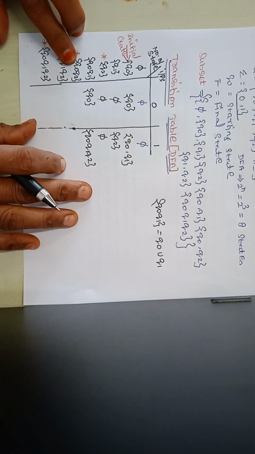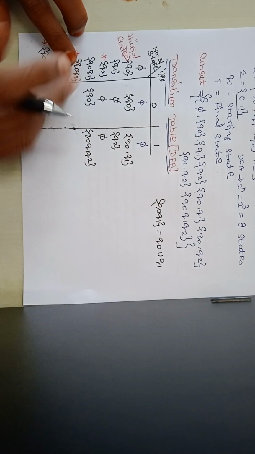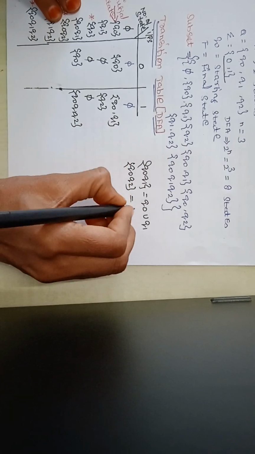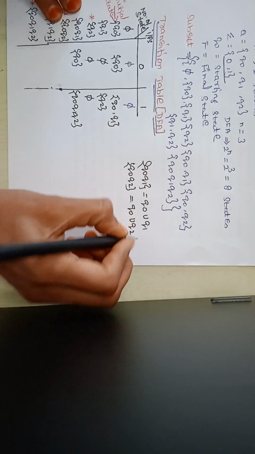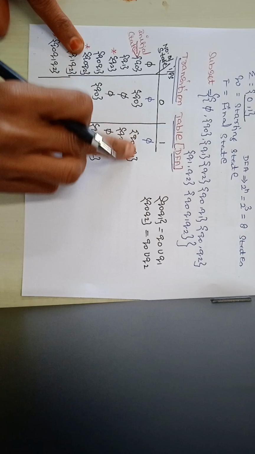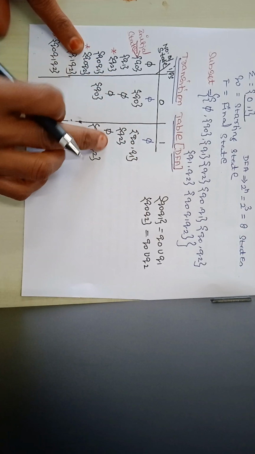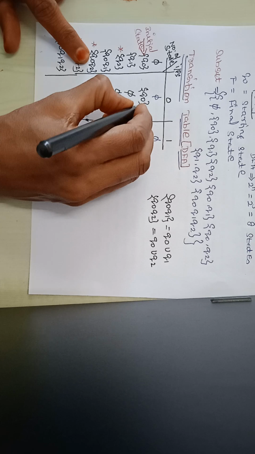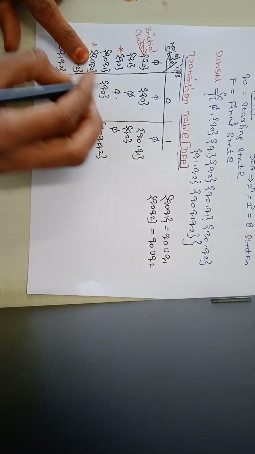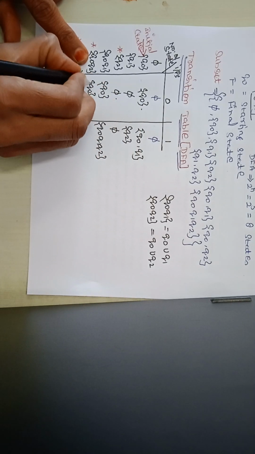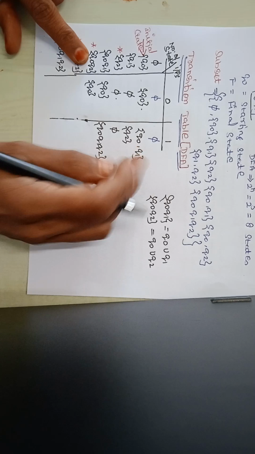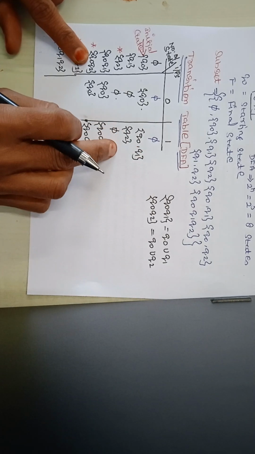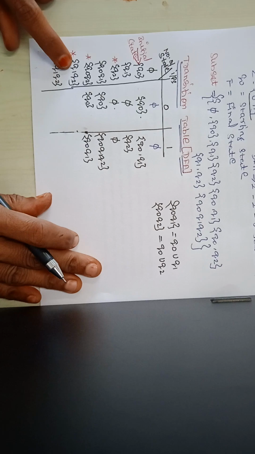Next, Q0 comma Q2. Q0 Q2 is equivalent to Q0 union Q2. So this is Q0, this is Q2. So Q0 Q2 comma 0 means this union this one. So Q0 only occurred. This is Q0 Q1 because Q2 is a null state.